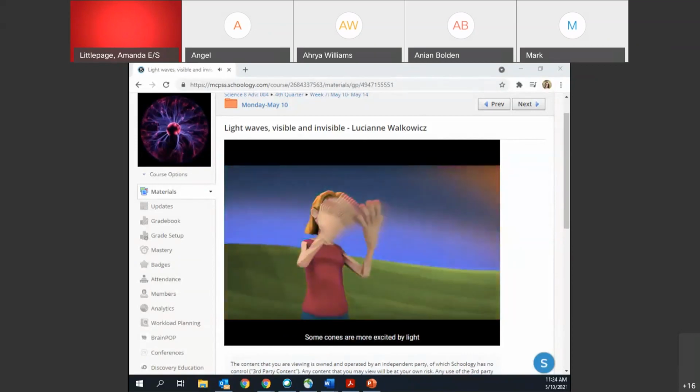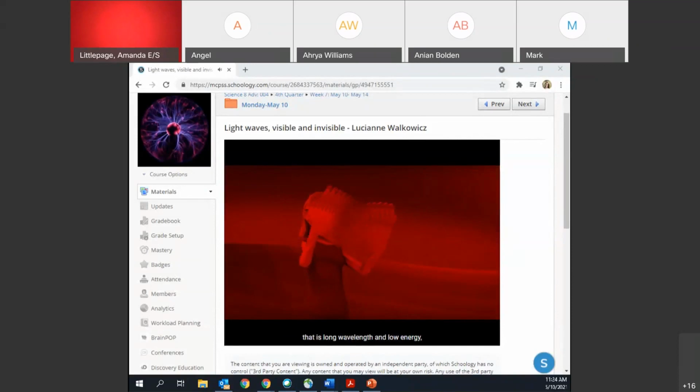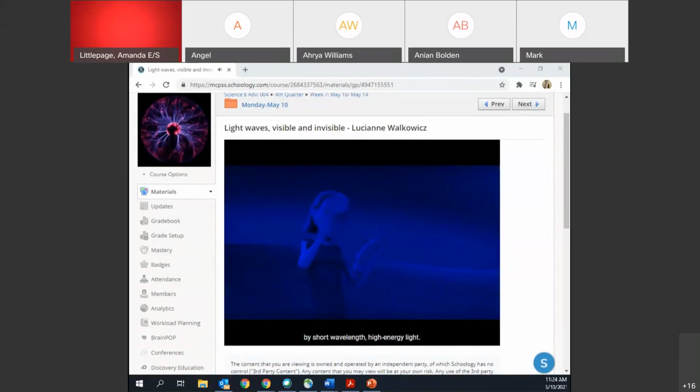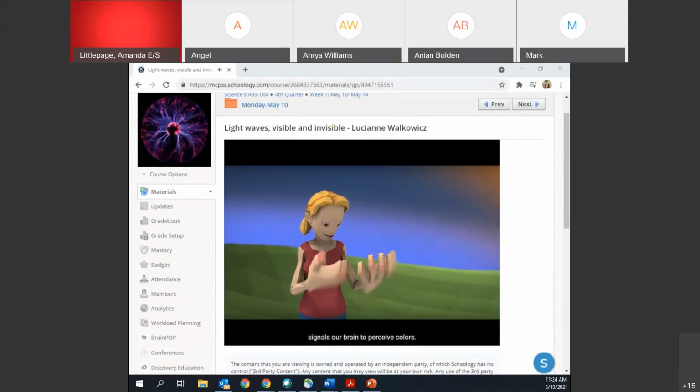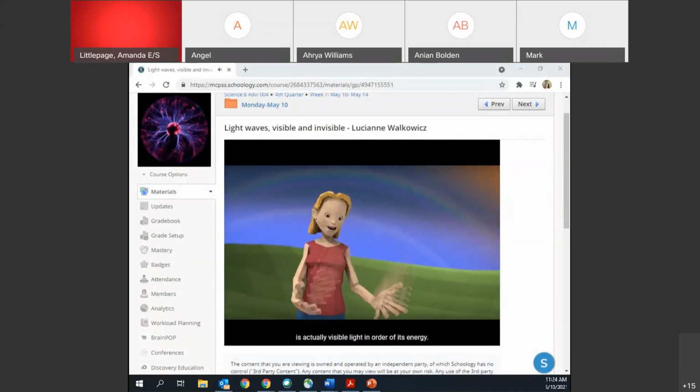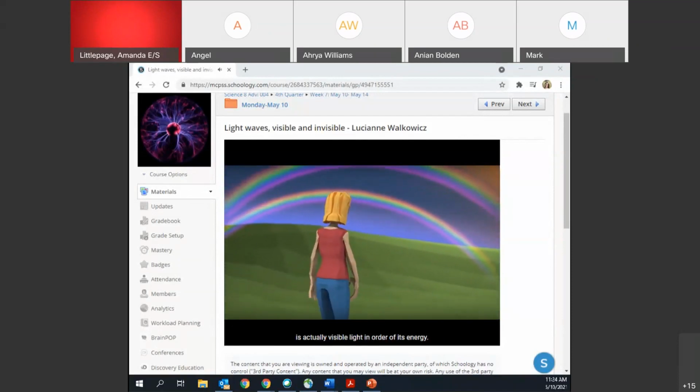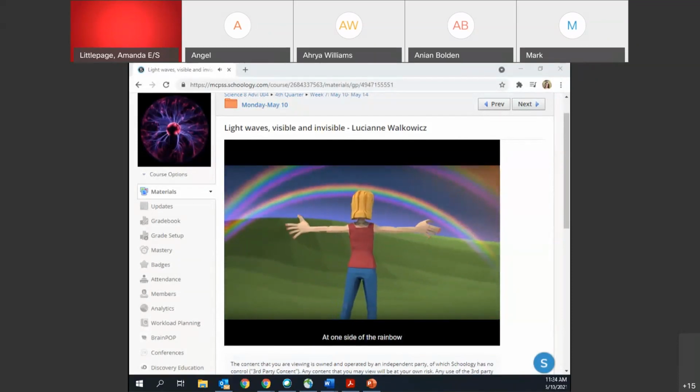The cones are in charge of what color of light we see, because different cones are sensitive to different energies of light. Some cones are more excited by light that is long wavelength and low energy, and other cones are more excited by short wavelength, high energy light. When light hits our eye, the relative amount of energy each cone measures signals our brain to perceive colors. The rainbow we perceive is actually visible light in order of its energy. At one side of the rainbow is low energy light, we see as red, and at the other side is high energy light, we see as blue.